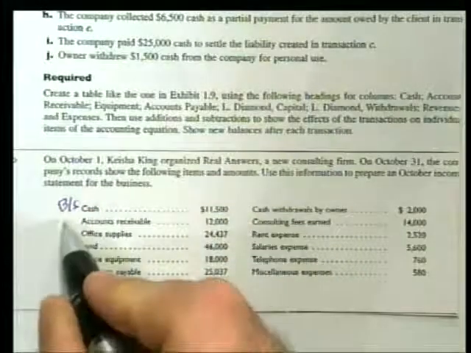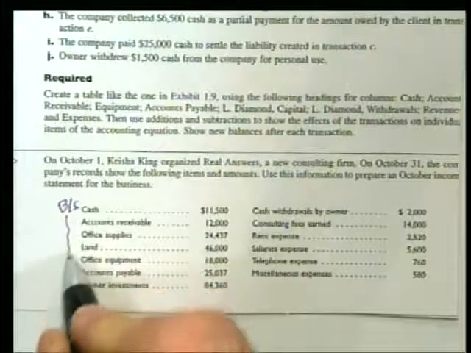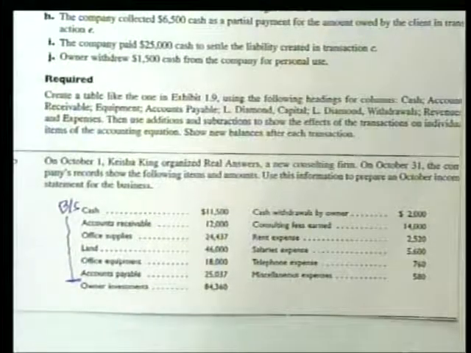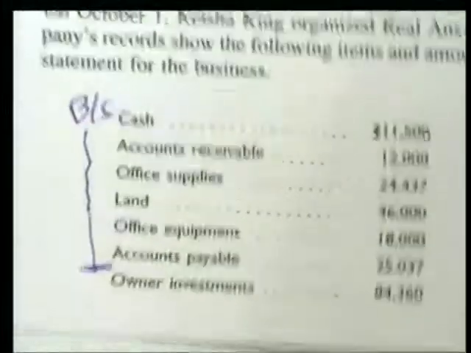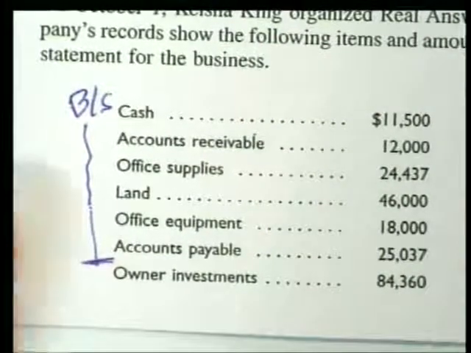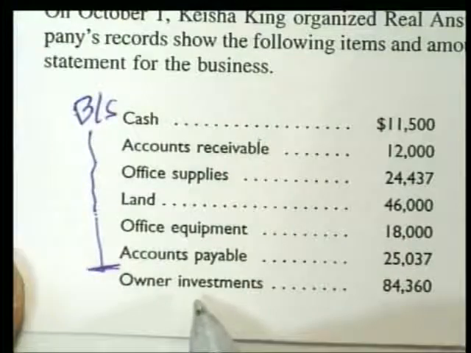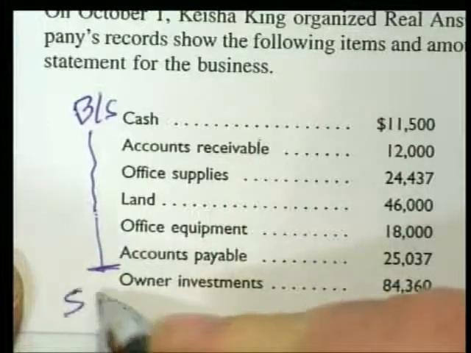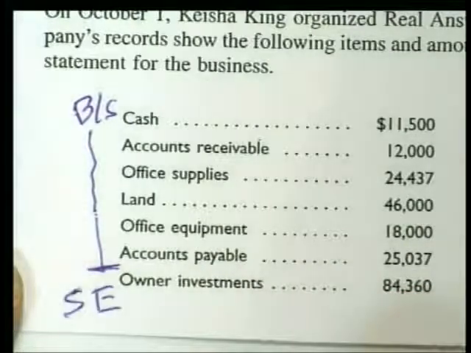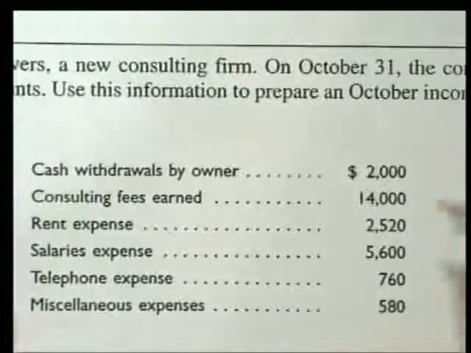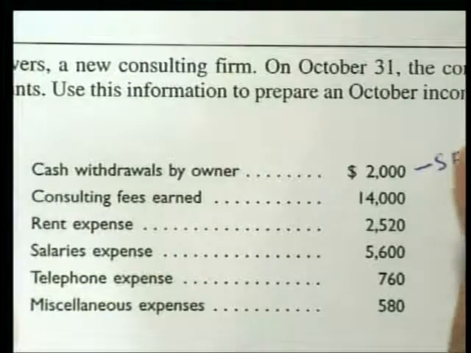So does accounts receivable, office supplies, land, equipment, and payables. Those all go on the balance sheet, correct? You with me? Okay. Owner's investments. When you invest money, that goes on the statement of equity, right? Just write SE for statement of equity. Going over to this side, cash withdrawals by owner, that also goes on the statement of equity, doesn't it?